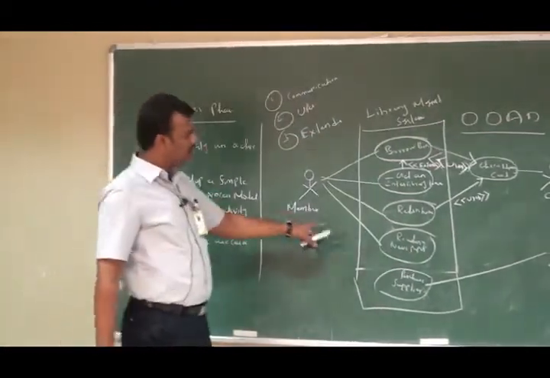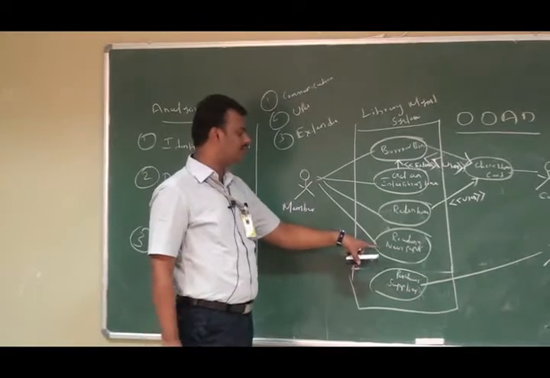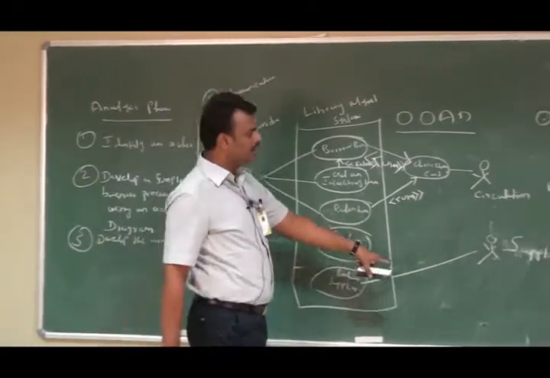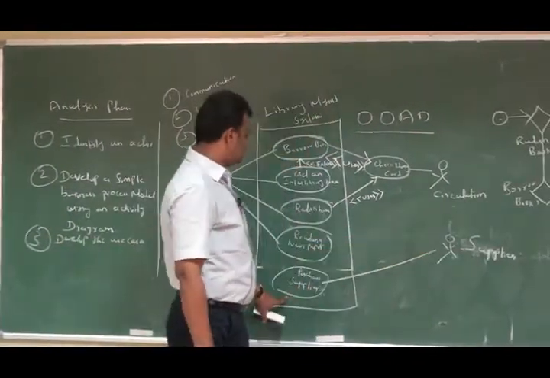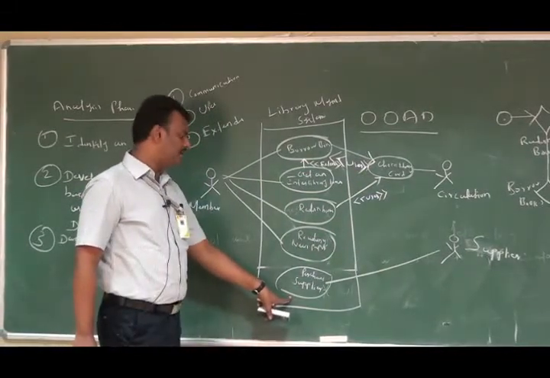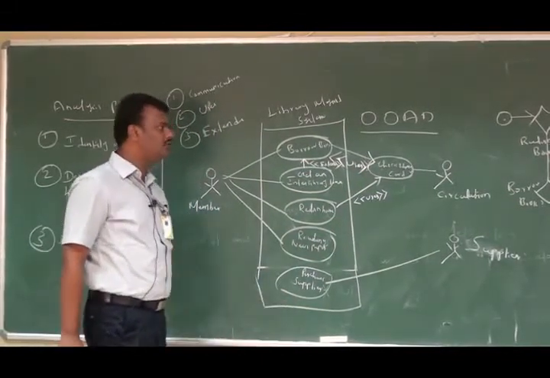The member is also going to read the newspapers, sit in a quiet place and read newspapers in the library, and also the supplier is going to use the library management system for supplying the books to the library. Okay, this is the use case diagram.